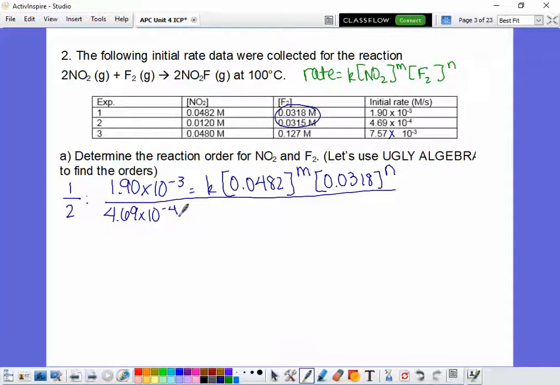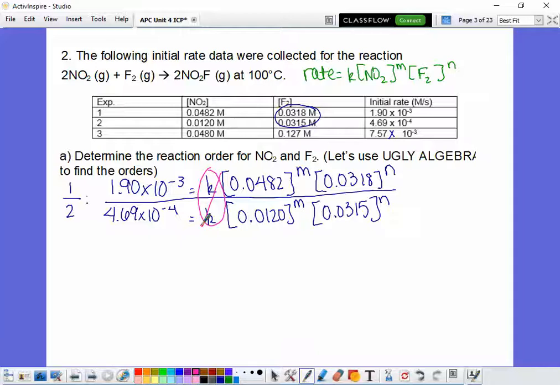4.69 times 10 to the negative 4 equals some rate constant K times the concentration of NO2 for this experiment, which is 0.0120 raised to the m, times 0.0315 raised to the n. We have a few things that can cancel out. K should cancel because both of these experiments are of the same reaction and they were at the same temperature. So K should be constant because that is the definition of being a rate constant.